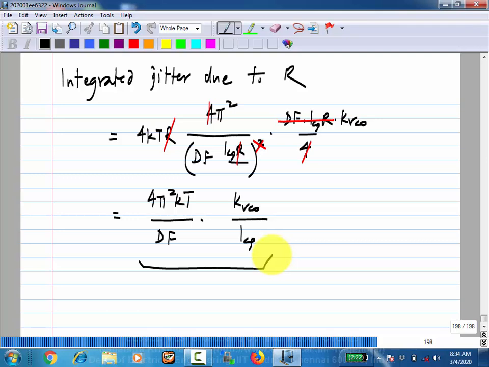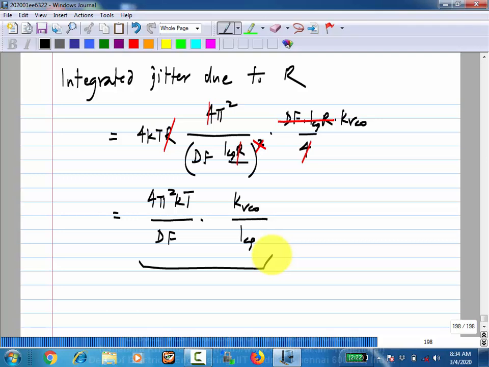So if you want to reduce the integrated jitter due to R, you have to increase the charge pump current. This is basically the general lesson anytime. When you have thermal noise, if you want to reduce it, you have to increase the power dissipation. Now, of course, if you increase ICP and you want to keep other loop parameters the same, like omega u and so on, you have to reduce R, or you have to change KVCO.